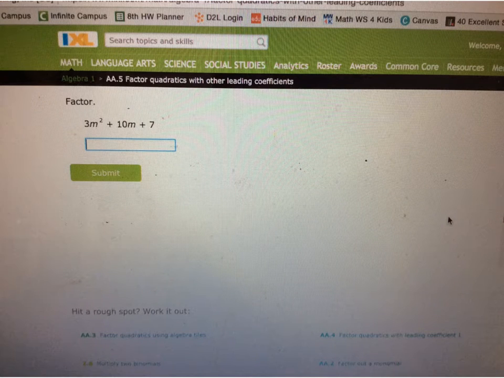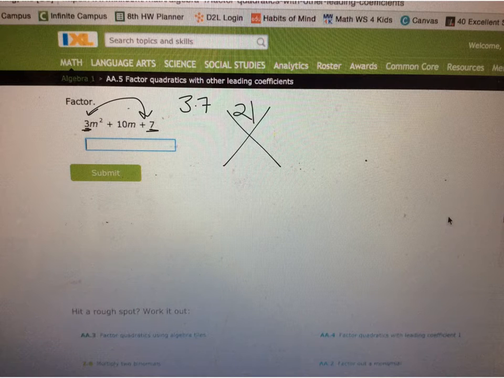For this trinomial, I'm going to show you how to factor it through grouping instead of the bottoms-up method. We're still going to use our railroad crossing organizer to help us figure out what values will multiply to 3 times 7, so 21, and that will add to 10.